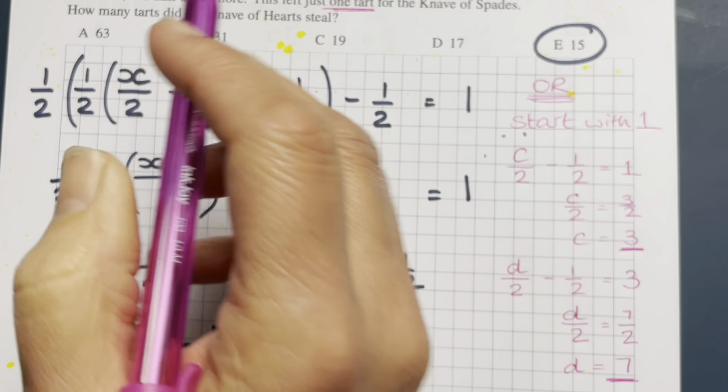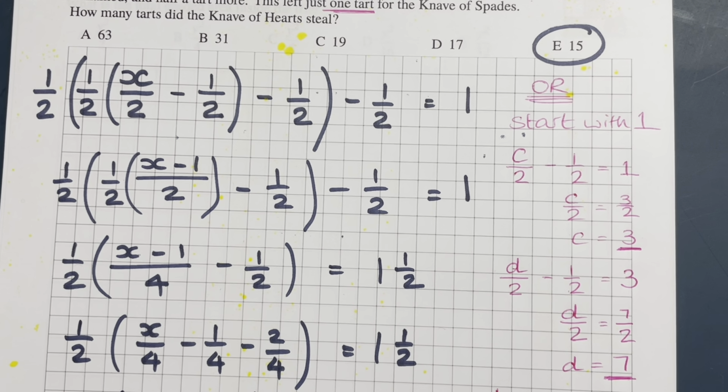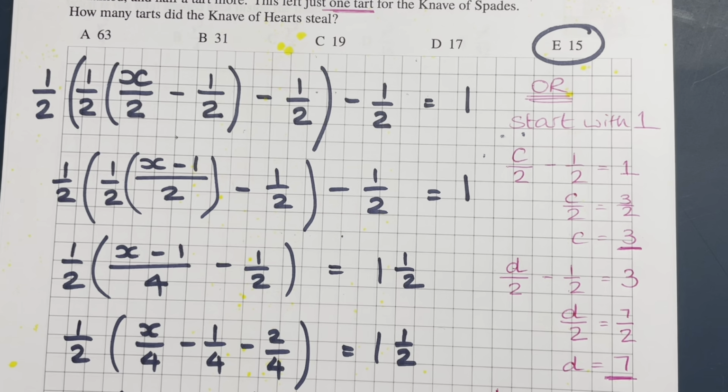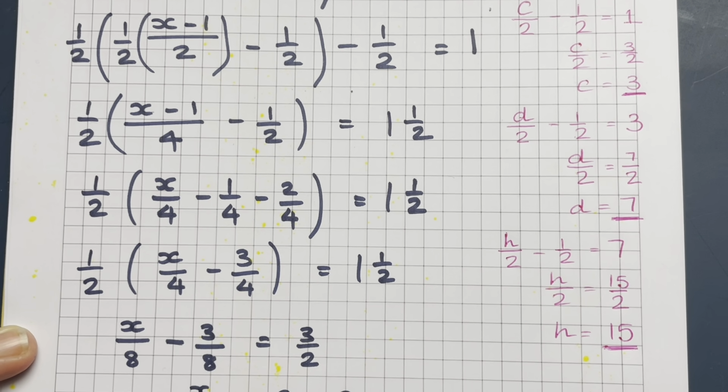Okay, let's now go back to the knave of hearts. So we've got hearts over 2, subtract 1/2 equals 7. So we're adding 1/2 to both sides. We've got 7.5, or 15 over 2. So the knave of hearts started with, can you say that? Sorry. Started with 15 tarts.